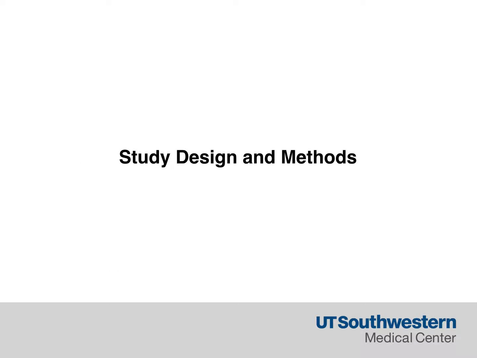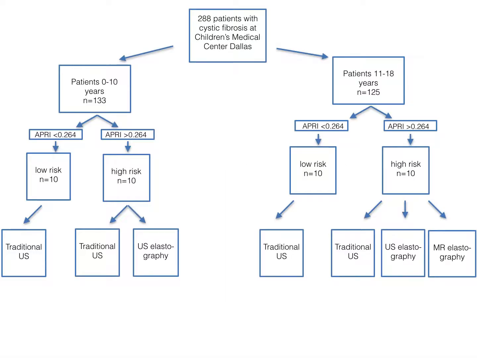Next, we will look at study design and methods. Here I've outlined our screening algorithm for the study. We have 288 patients with cystic fibrosis in our center. Of those, 133 are ages 0 to 10 years and 125 are 11 to 18 years of age. Rather than using the old screening algorithm, I will use this diagram to stratify patients as high risk versus low risk using APRI. The cutoff for APRI will be 0.264.